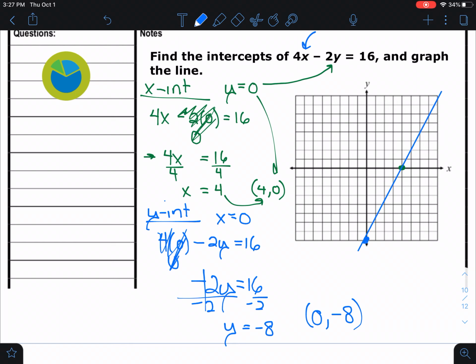Oh, there we go, not too bad. And then put your arrowheads on there. Make sure, again, it's all the way through the graph. And we've got it.